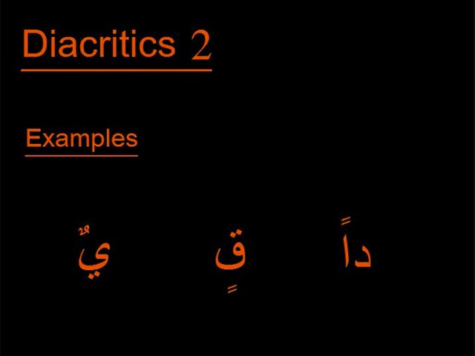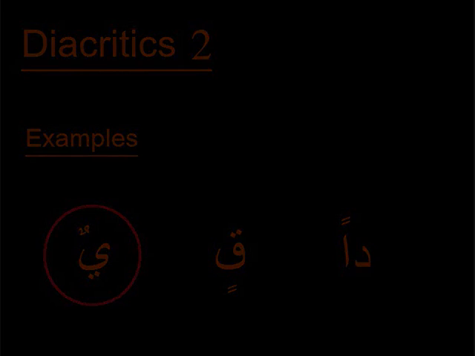As per usual, we will take a couple of examples to practice and consolidate what we've just learnt. The first one we see is the letter Dal with two Fathahs on top. Again, the alif has been inserted for orthographical reasons. So this one should read Dan. The next one is the letter Qaf with two Kasrah below it, the tanween. So we'll read this one as Qin. The final one is the letter Ya and it has two dhamma above it, so this one will read Yun.